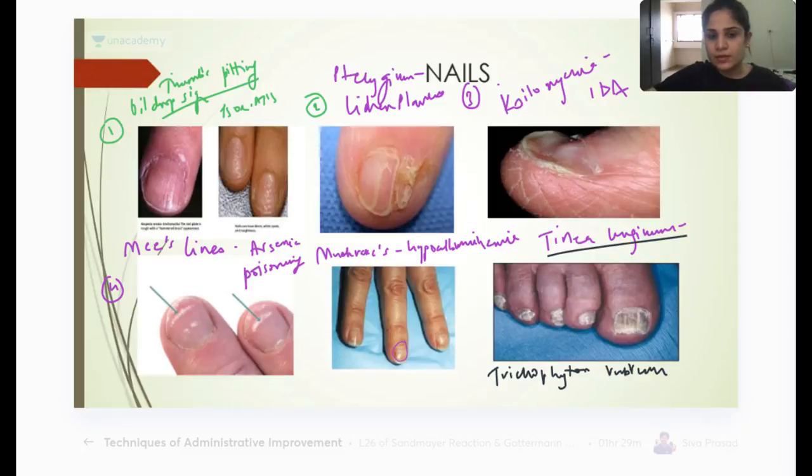Okay, someone wanted me to repeat the last two types of nails. If you see, this is Muehrcke's nails. These Muehrcke's nails are whitish nails that you see in hypoalbuminemia. And the last one, you will see dirty, destroyed nails, that is called Tinea unguium. And this happens because of destruction of nails by fungus, which is Trichophyton rubrum.